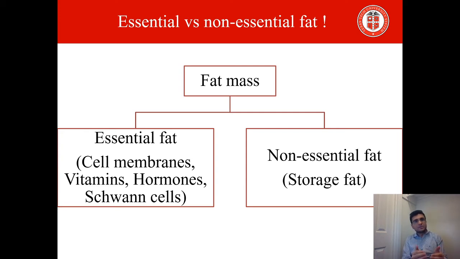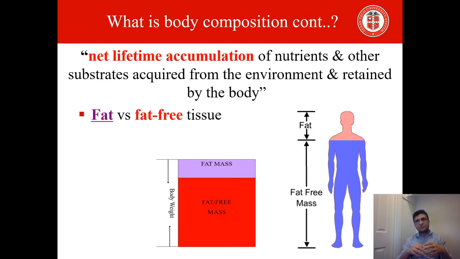We have the vitamins, all the fat-soluble vitamins, which include vitamin D, vitamin E, vitamin K, and vitamin A, and all kinds of hormones. For example, we have the steroid hormones and the sex hormones. All these hormones have lipid as their essential component, and then we have the Schwann cells of the nervous system. The non-essential fat is the stored fat, which is the big problem. We tend to take more and more food, which accumulates as fat, and that is all storage fat.